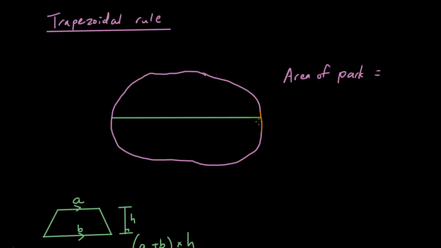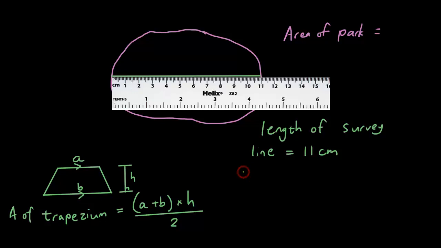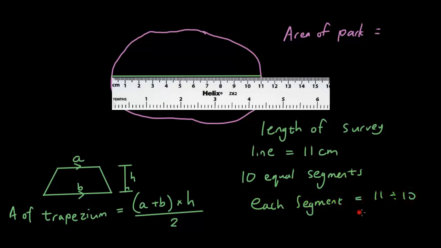So what will we do? Well, we've got to know the length of this green line. What is the length of the green line? Well, we need to measure it with a ruler. So let's get a ruler. So the green line is 11 centimeters. Okay, so the length of the survey line is 11 centimeters. Let me just write that down. If the length of the survey line is 11 centimeters and we want to have 10 equal segments, that means each segment is going to be 11 divided by 10, which is 1.1 centimeters. That is the length of each segment if we're going to divide this into 10 segments.